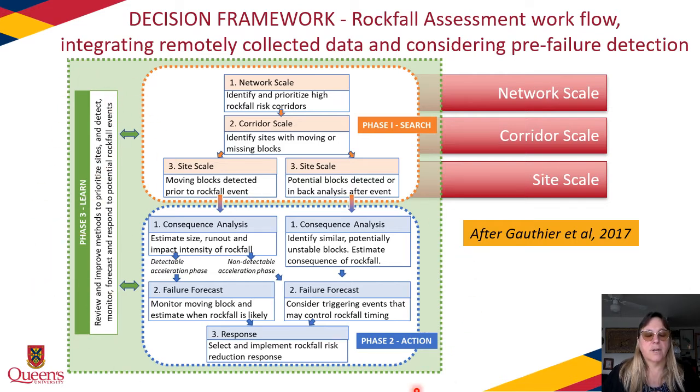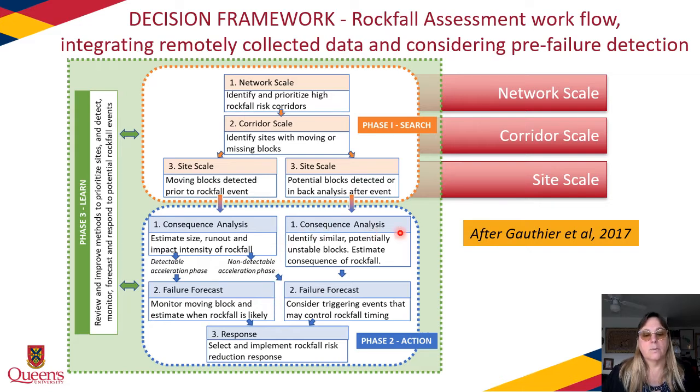So in the action phase, we look at the consequence of these events. We make some forecast of the failure potential, and then we think about a response to those potential events. And one of the key distinctions here is when we have some sense of the rockfall in advance of the event, we can estimate the size, the runout, the impact intensity, and we can monitor that moving block and make an estimate of when the rockfall is likely.